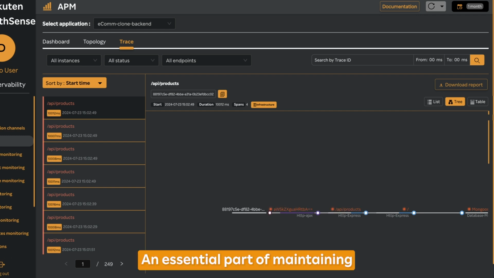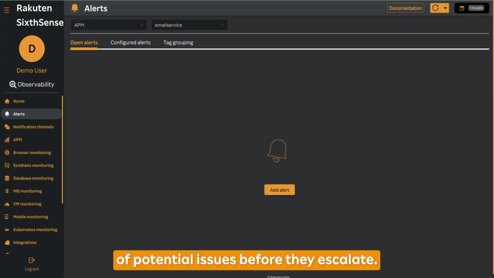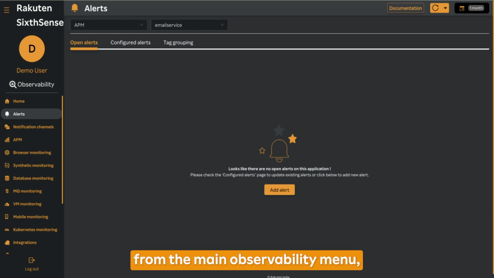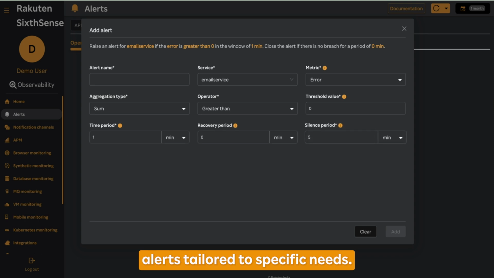An essential part of maintaining a robust application environment is proactive monitoring. With our alerts functionality, you can set up custom alerts to be notified of potential issues before they escalate. Creating alerts is easy. Navigate to the Alerts tab from the main Observability menu, wherein you can manage and set up alerts tailored to specific needs.